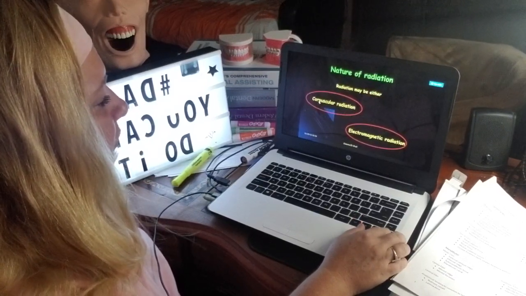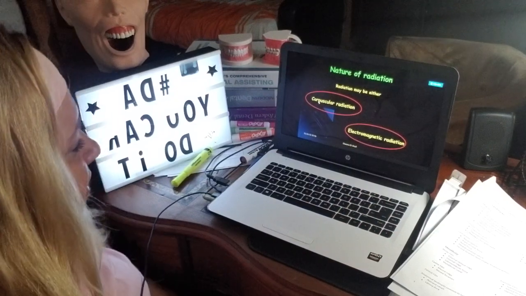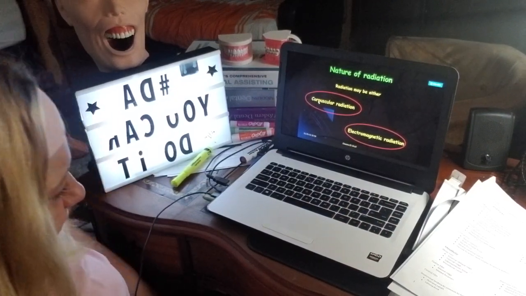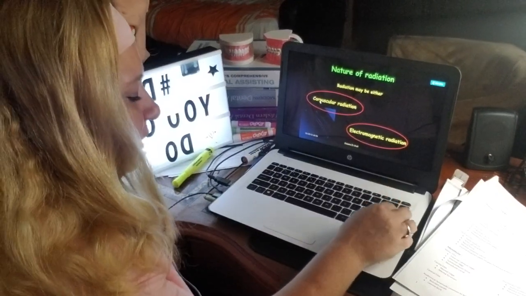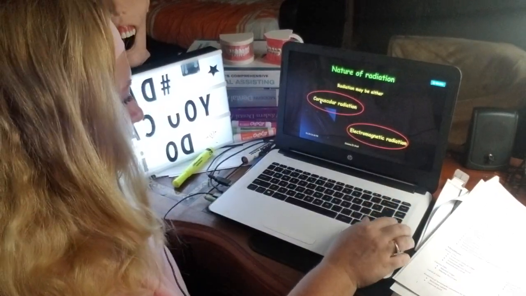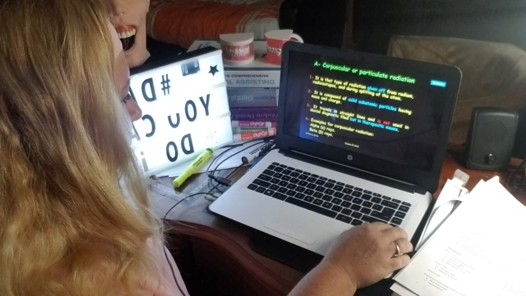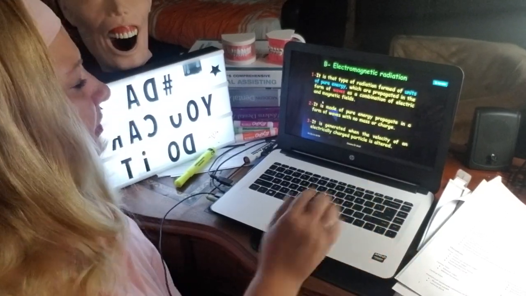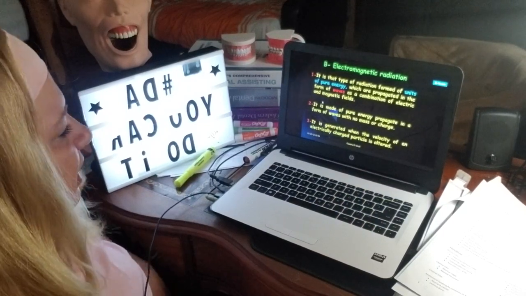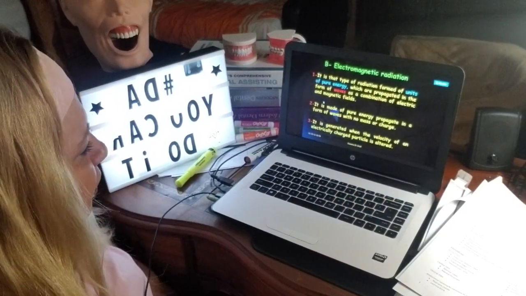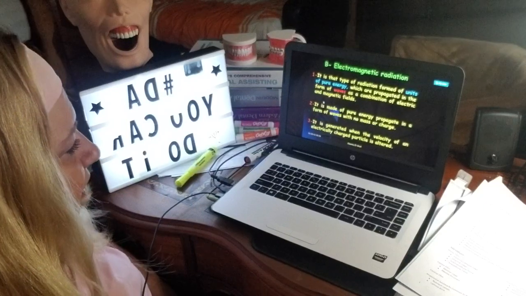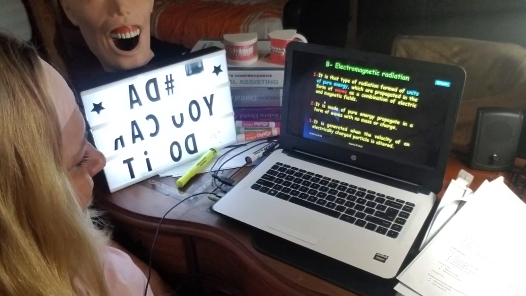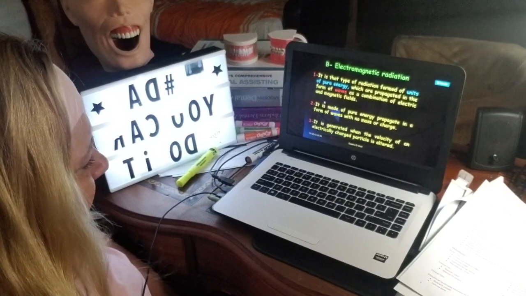Nature of radiation. Radiation may be either corpuscular radiation or electromagnetic radiation. Let's talk about electromagnetic radiation. It is a type of radiation formed of units of pure energy, which are propagated in the form of waves as a combination of electric and magnetic fields.